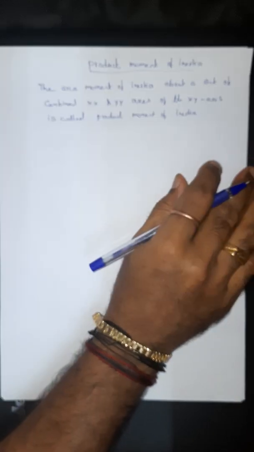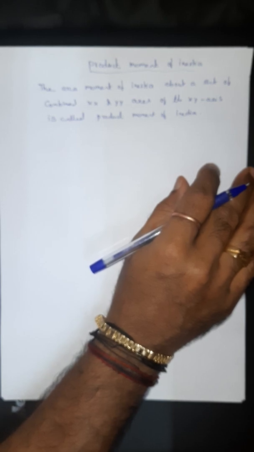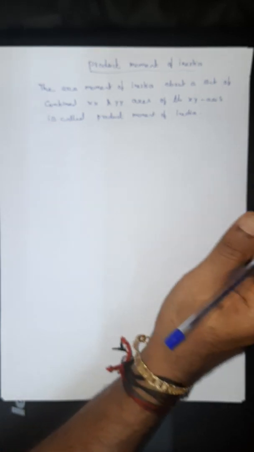Then, in other words, it can be put in this way: the moment of inertia of a plane figure about a set of perpendicular axes is called the product moment of inertia. Or, in other words, the product moment of inertia of an area is the summation of the product moment of inertia of its elements about two perpendicular reference axes x and y. It is denoted by Ixy.